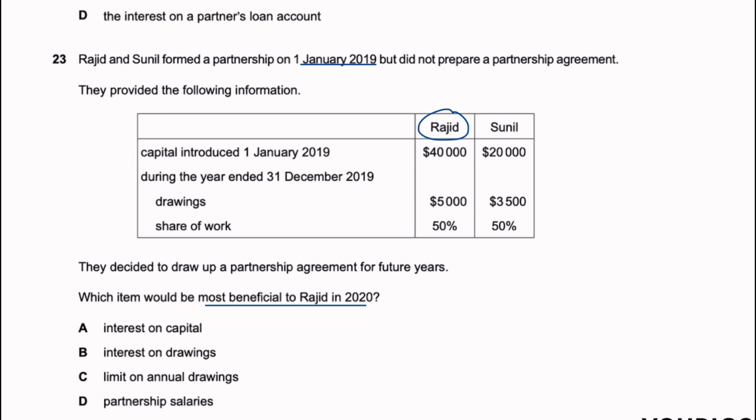So A, interest on capital. Because Rajit brings in more capital, he's likely to get more interest on capital, so it will benefit him more. So A is the correct answer actually. But let's see the other answers. Interest on drawings. This is wrong because Rajit withdraws more, and when he withdraws more, he needs to pay more interest. So this is not beneficial to him.